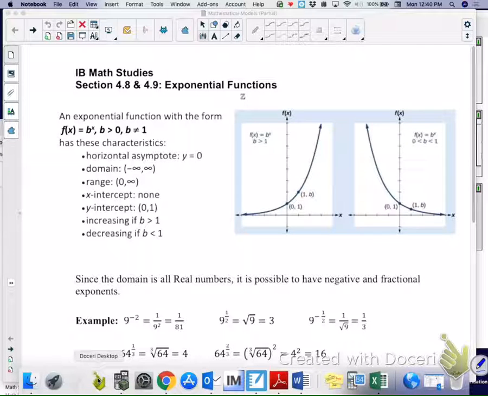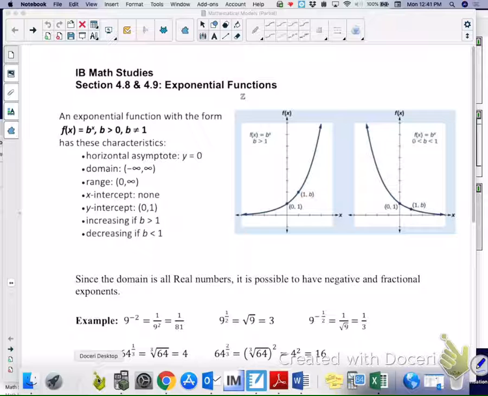All right, so this section, we're going to combine two sections together to talk about exponential functions. Section 4.8 is really about the functions in general, and then 4.9 is about models, which we've already dealt with some of the other things we've talked about this year already. So an exponential function has the form f of x equals b to the x, where b is your base. B is greater than 0, b is not 1.